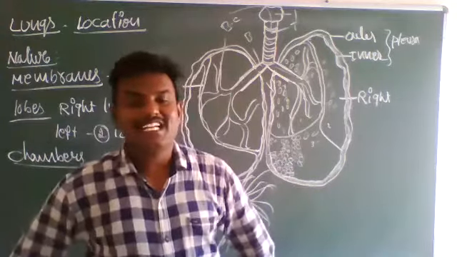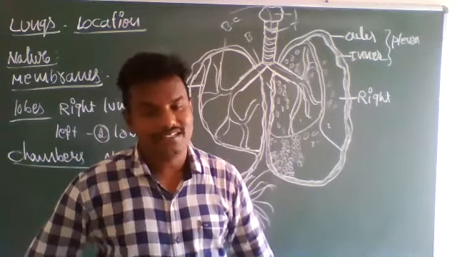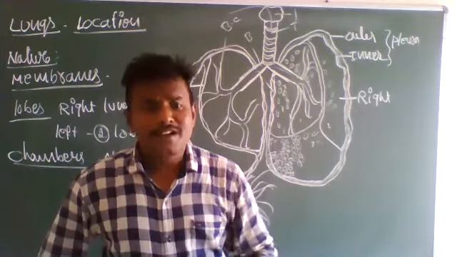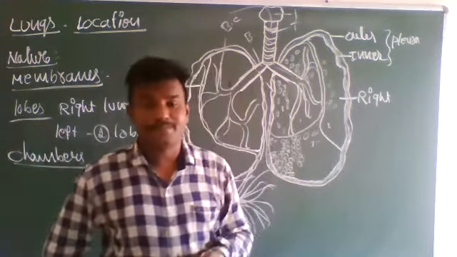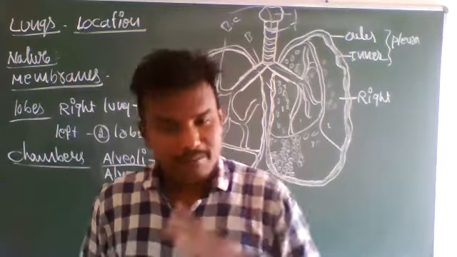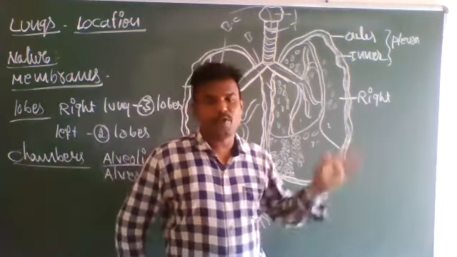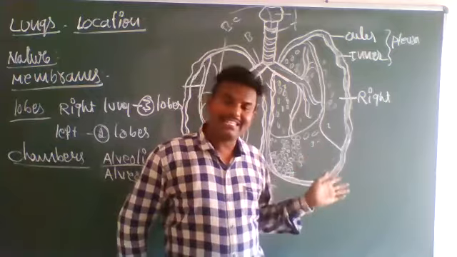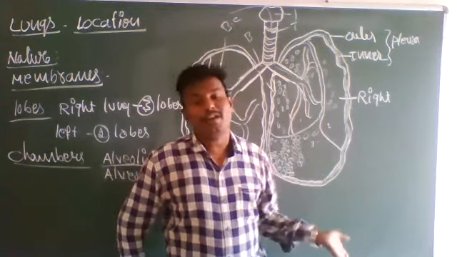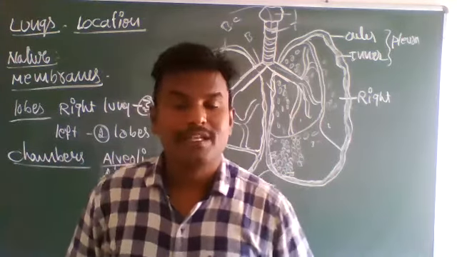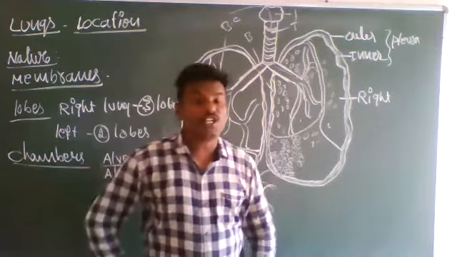The alveolus is the structural and functional unit of the lungs. Structural and functional unit of the lungs means what? This alveoli only gives structure and performs function to the lungs. The proper structure of the lungs depends upon alveoli. The proper function of the lungs depends upon alveoli. That's why the alveolus is the structural and functional unit of the lungs.